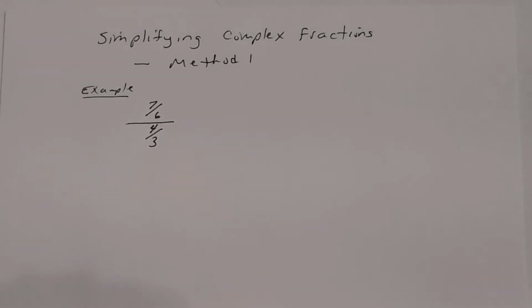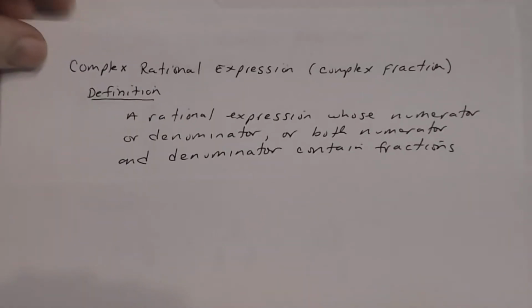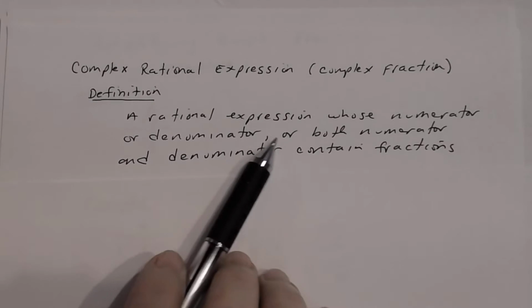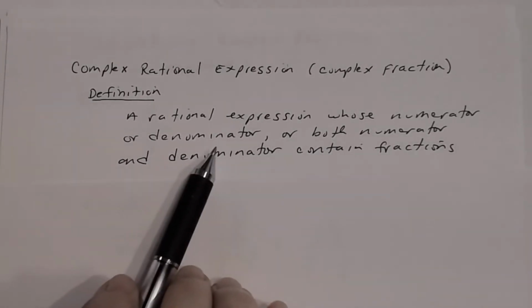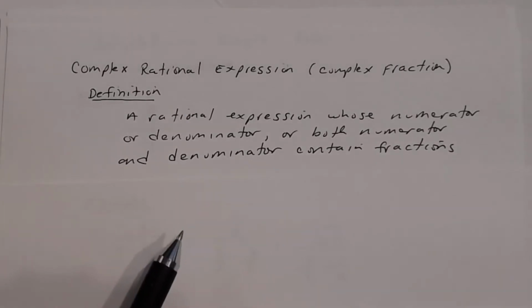because in this lesson we're going to be dealing mostly with variables rather than just whole numbers. So we're dealing with variables. So let's look at the definition of a complex fraction. All right, now we're going to be dealing with complex rational expressions, sometimes called complex fractions. Now here's the definition. A rational expression whose numerator or denominator or both numerator and denominator contains fractions.